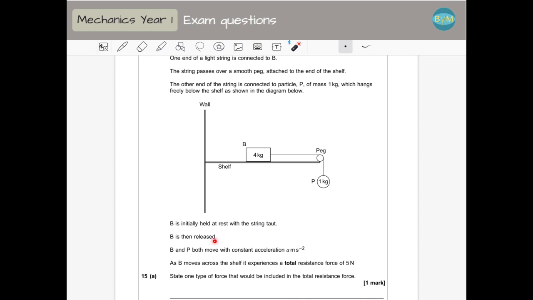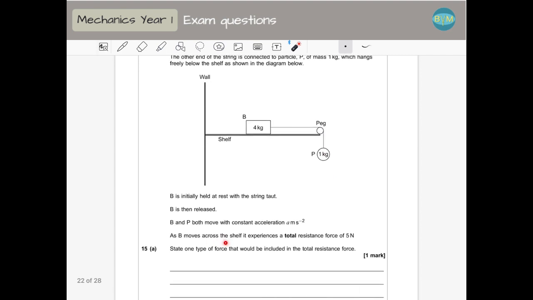B is released, B and P both move with constant acceleration a. So when this is released, this is going to move that way. As B moves across the surface, it experiences a total resistance force of 5 newtons. So B is moving that way. It has a resistance force that way, which is 5 newtons.